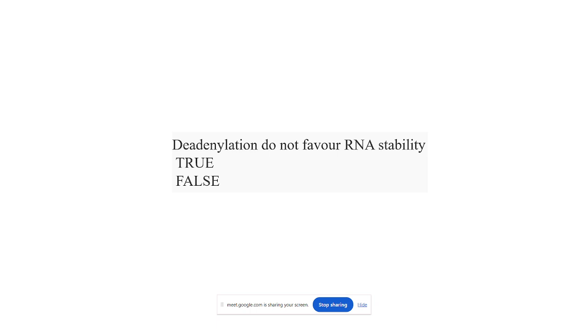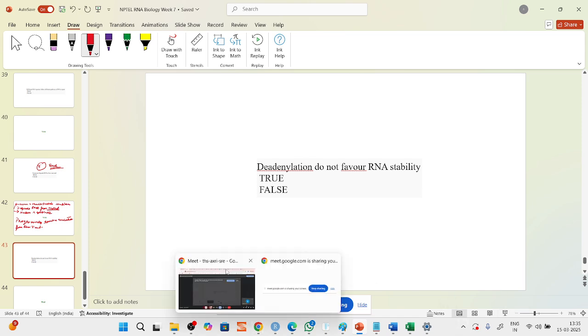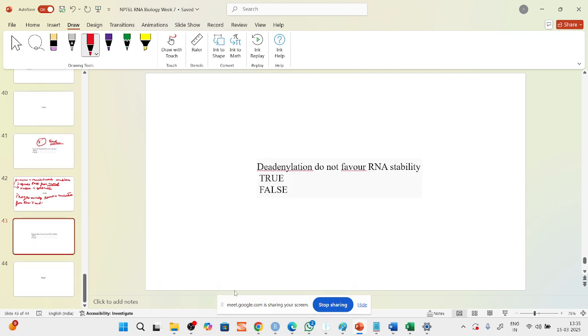Okay, now I'm switching the screen. So the question is, de-adenylation do not favor RNA stability, and whether it is true or false. So it is true. How it is true? Let us see and try to understand this question. First of all, we should know what is de-adenylation. So de-adenylation refers to the removal of poly A tail from the mRNA, and it ultimately leads to instability. So from the meaning itself, we get to know whether de-adenylation favors RNA stability or not.